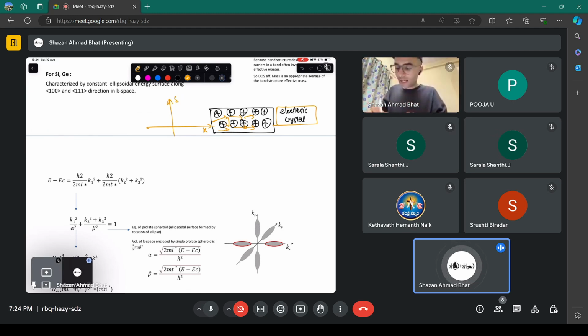That is what the E-k diagram gives you. You get something like this: the minima of this is the conduction band and the maximum of this is the valence band. This is the electronic band structure.